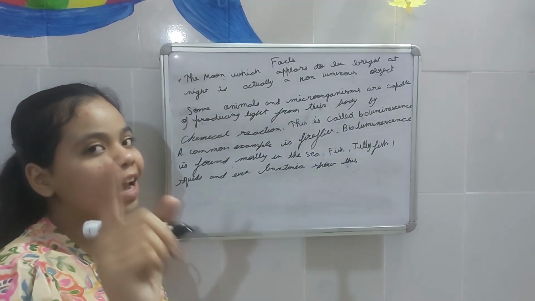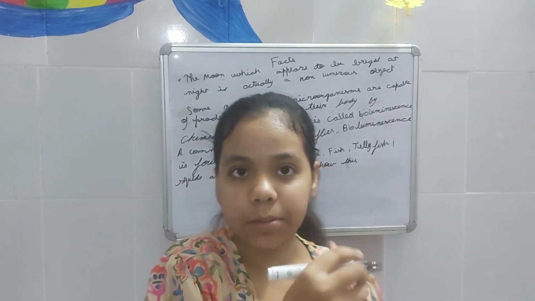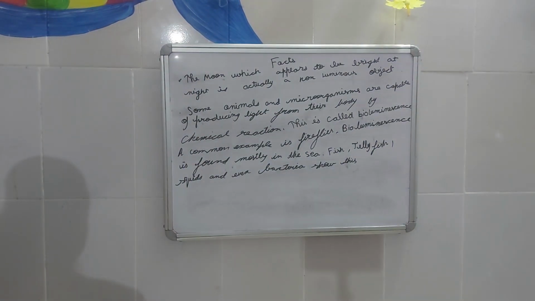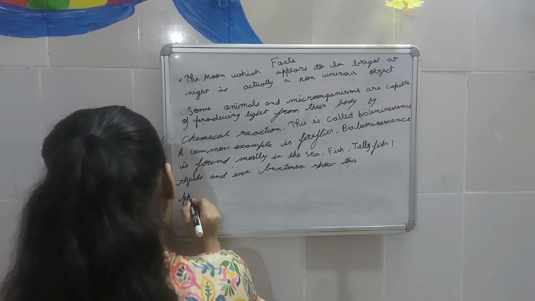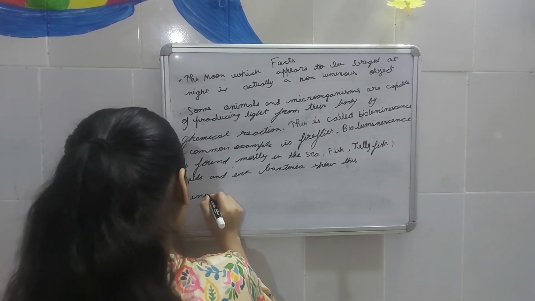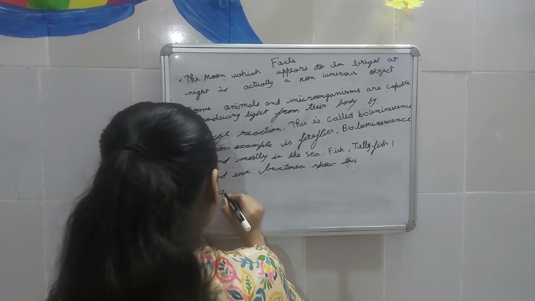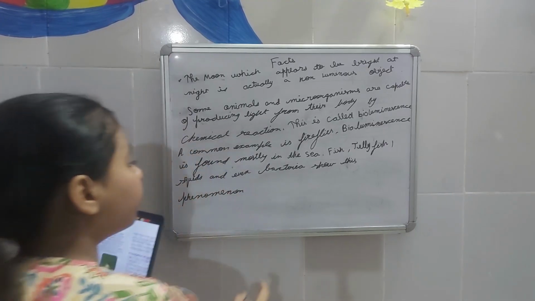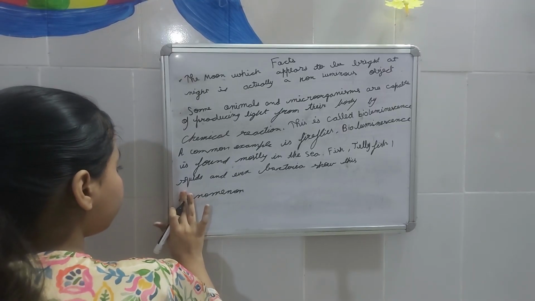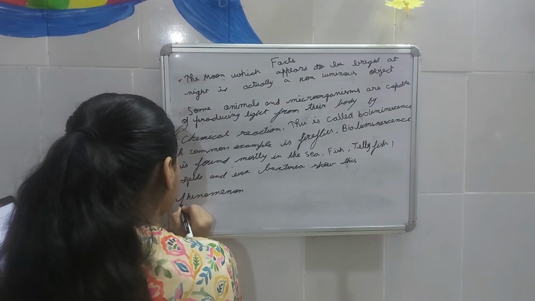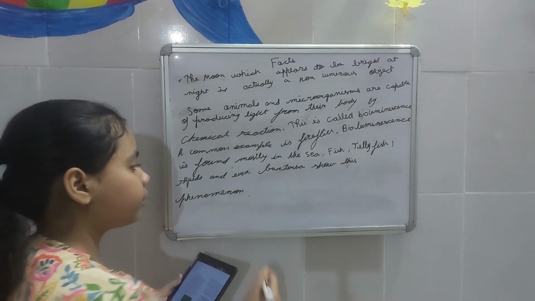Spelling you all have to learn. Everybody writes it wrong in the exams. Everybody learn the spelling. So the spelling is P-H-E-N-O-M-E-N-O-N. See, this is the spelling of phenomenon.